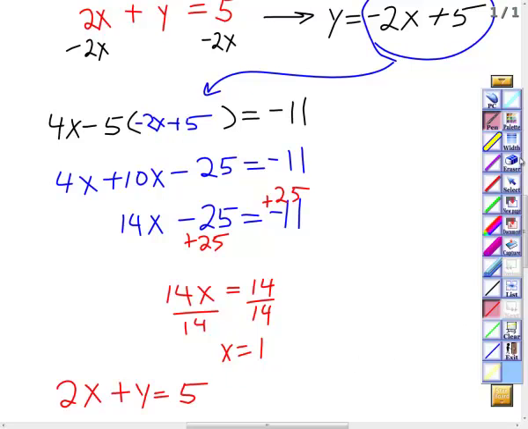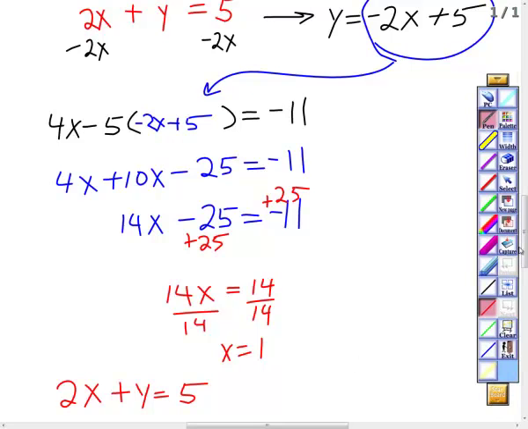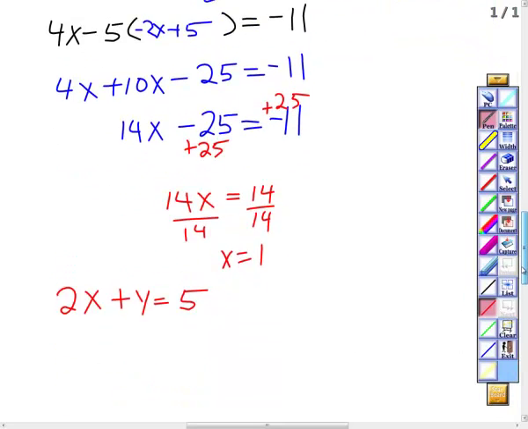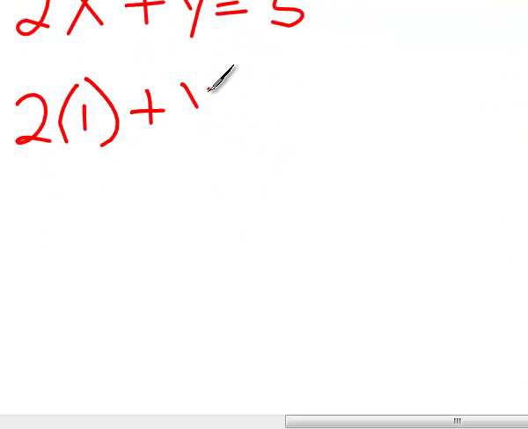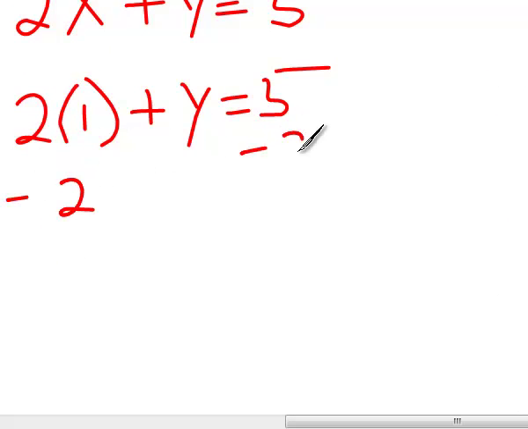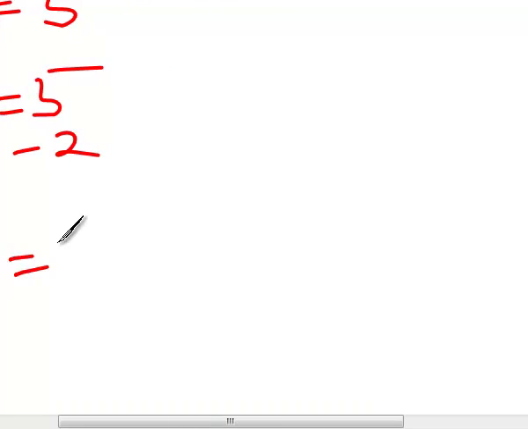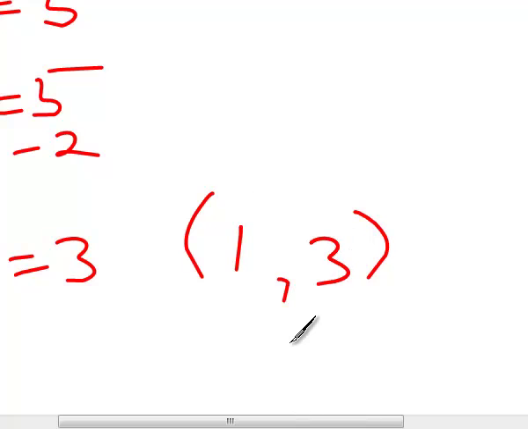And so we're going to put 1 in here for x. And so that would be 2, right? So we're going to subtract 2, or apply minus 2, to both sides. We get y equals 3. So the solution here is what? For an answer: x is 1, y is 3, right.